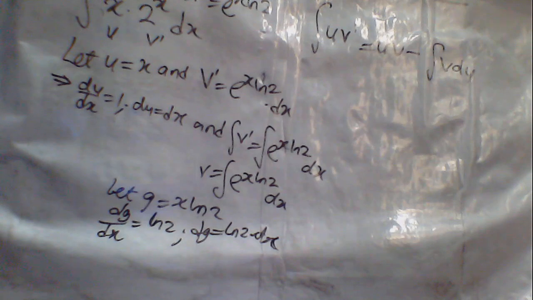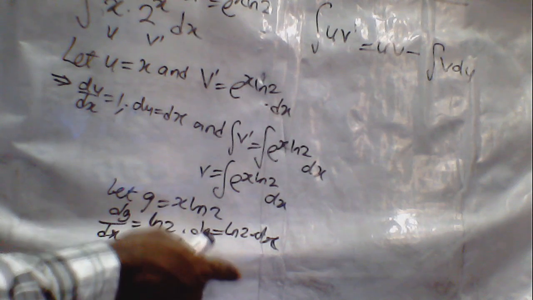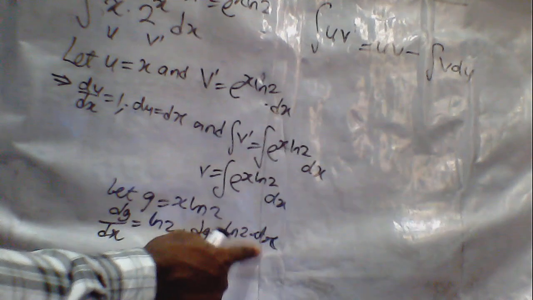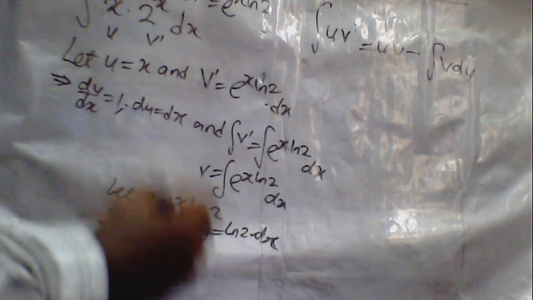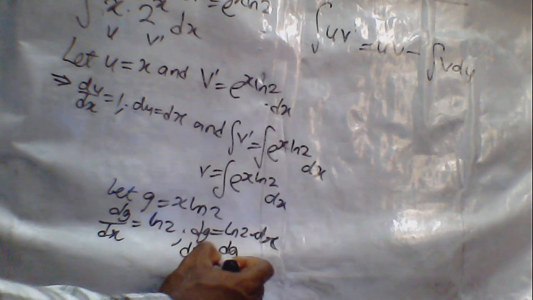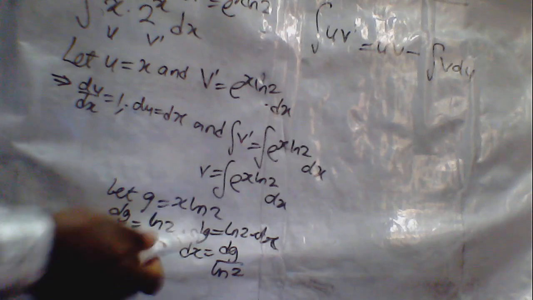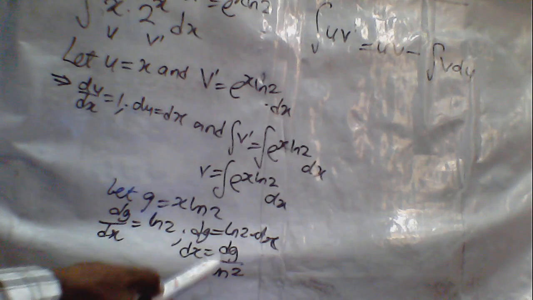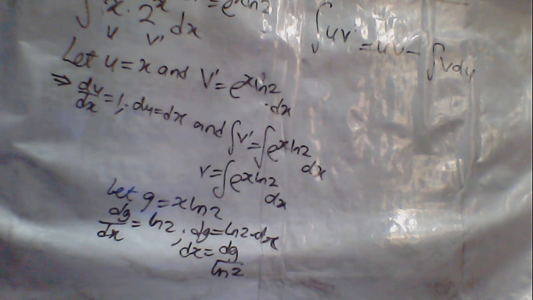So this is where you have to stop. So the first thing you have to do now is make s the subject of the formula, not g. So from here, are you following? You have s is equal to what? dg over what? ln 2. So from here, divide both sides by ln 2. We have s is equal to dg over ln 2. So we can now proceed to solve this.